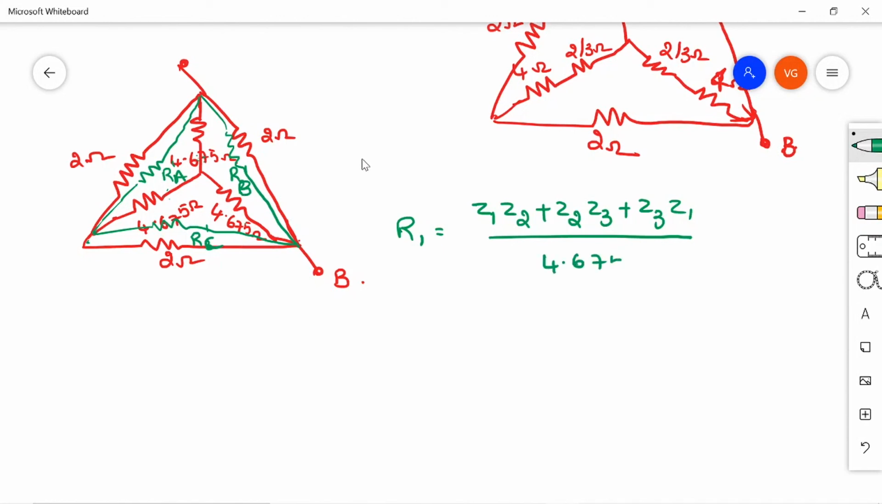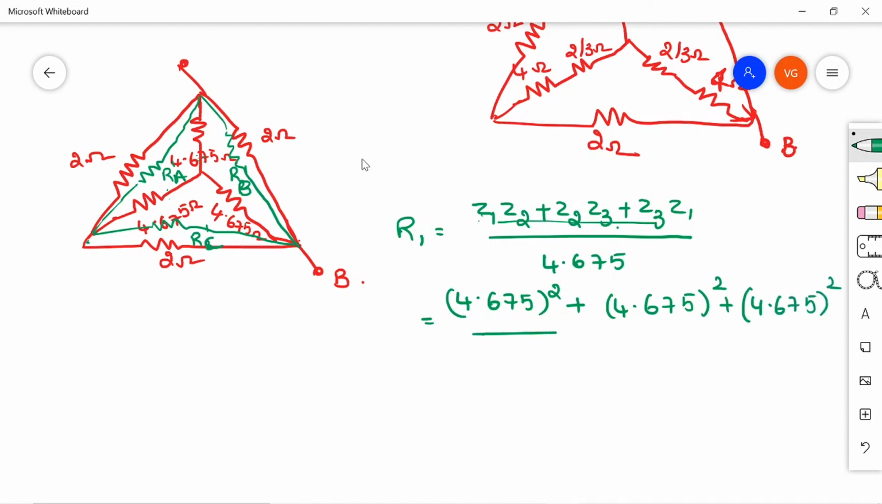So 4.675. You can take the numerator also as the product of two resistances taken at a time. So that is 4.675 into 4.675, so 4.675 whole square, plus again 4.675 and 4.675, right? Like this you can take, because it will be a big term again if I write. Divided by 4.675 again. So what I get here, if you simplify this, is 14 ohm. Similarly, the remaining two resistances, that is RB, RC, we also get as 14 ohm.